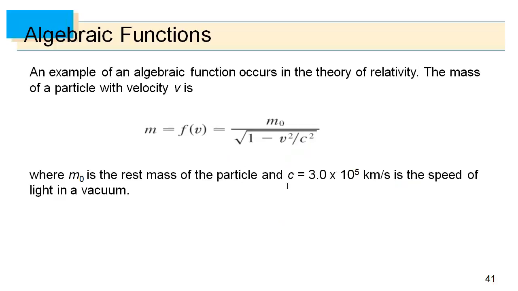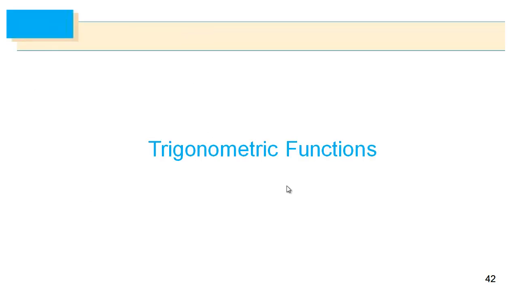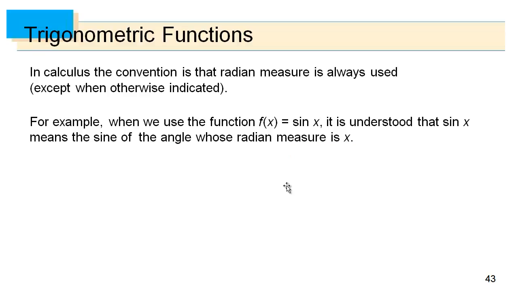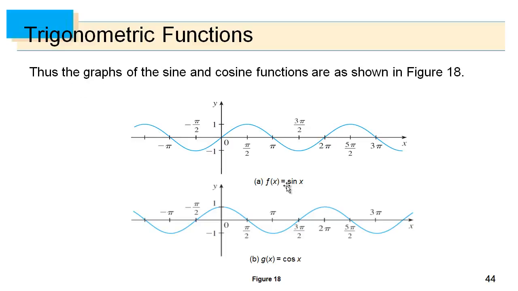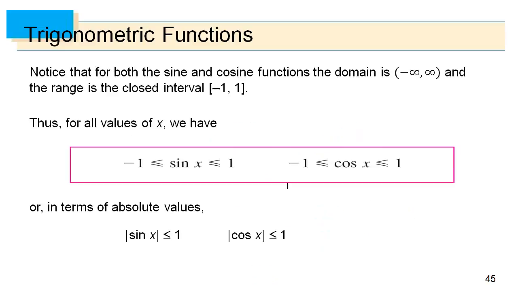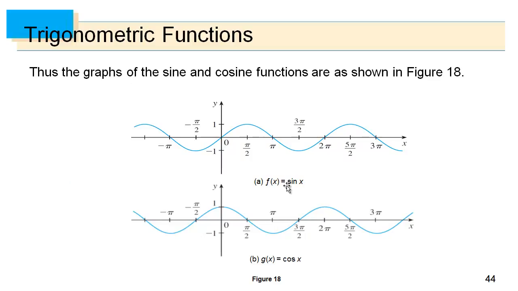Here's another version that deals with the theory of relativity. Trigonometric functions, you are all familiar with these: sine, cosine, tangent, secant, cotangent, and cosecant. The graph of sine and cosine, you should be relatively familiar with. It's helpful to know that the output of sine and cosine is always between plus and minus 1, right? The standard function has a maximum height of 1 and a minimum of negative 1.